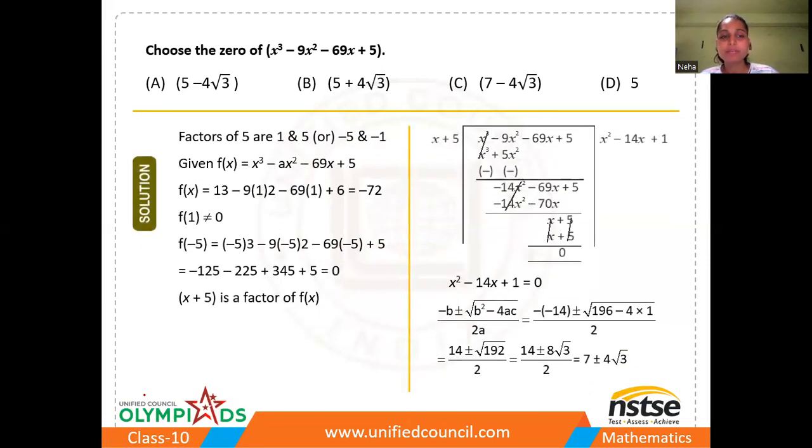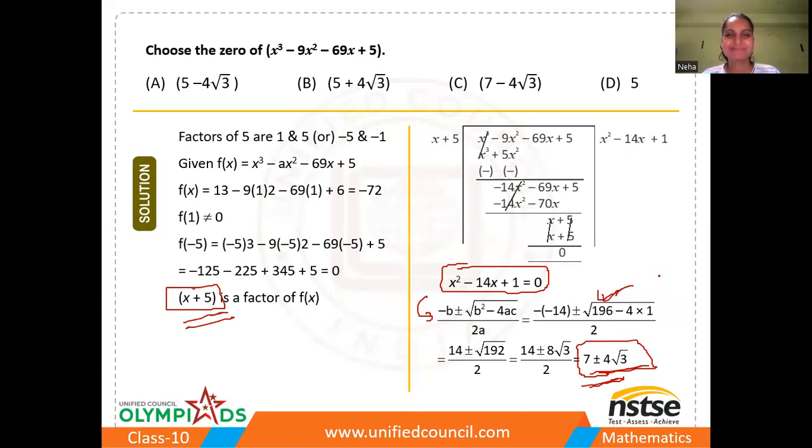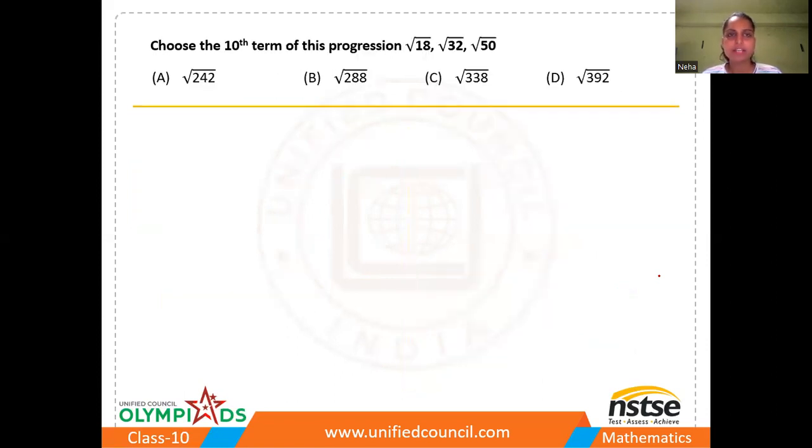Okay, let me show you the complete solution. So here students, as you can see, x plus 5 is a factor of the equation. Then I can find out the equation, and with the help of the quadratic formula, I can easily find out the remaining two factors. Perfect. So after this, you have only a simple calculation. That's it. Alright, let's move to the next question.